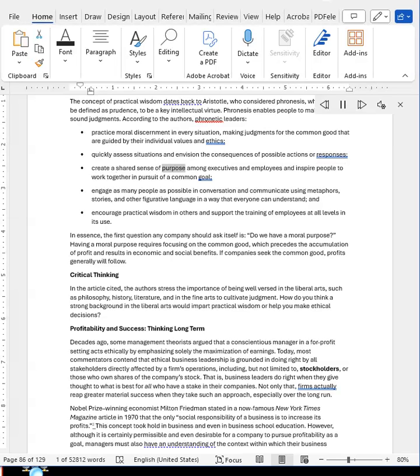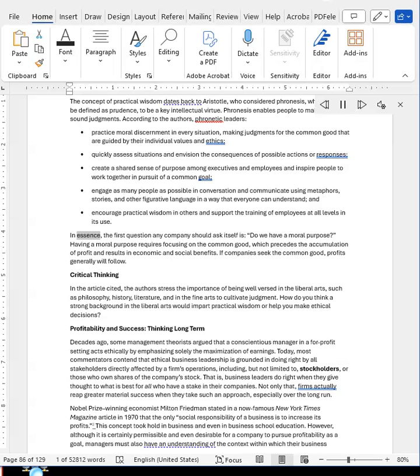Create a shared sense of purpose among executives and employees and inspire people to work together in pursuit of a common goal. Engage as many people as possible in conversation and communicate using metaphors, stories, and other figurative language in a way that everyone can understand. And encourage practical wisdom in others and support the training of employees at all levels in its use.